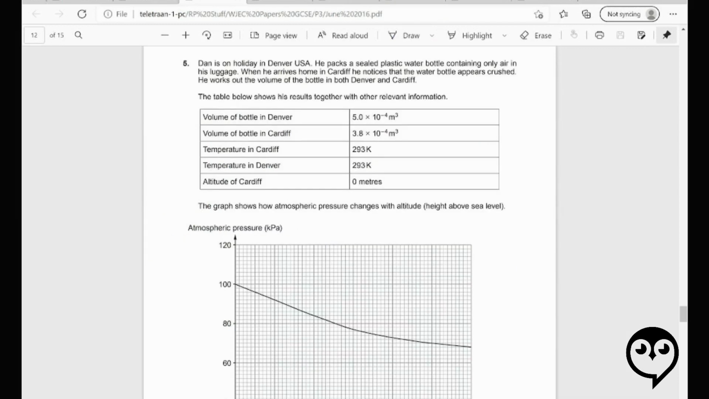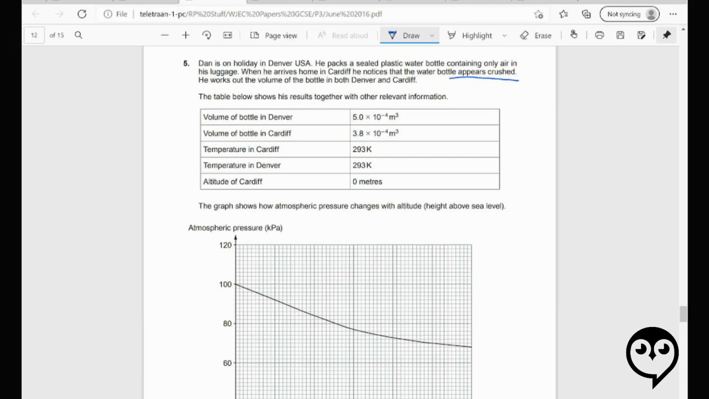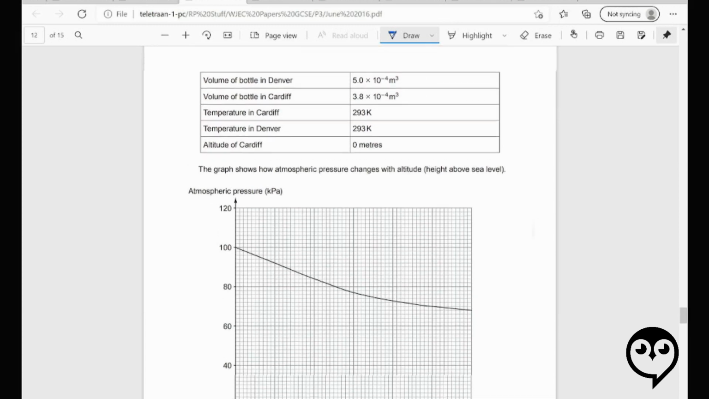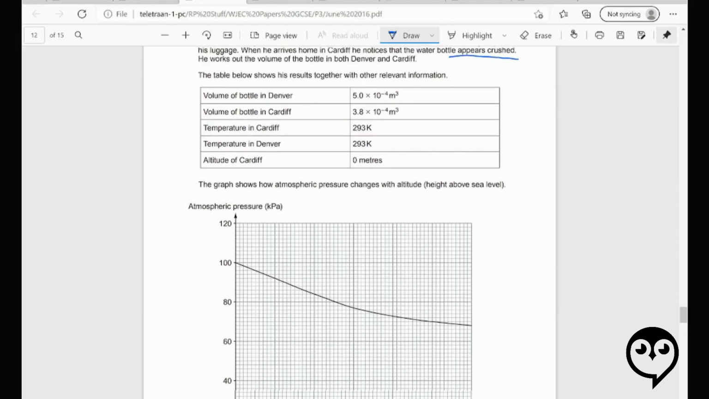All right, another WJEC. This is from June 2016. It's a paper 3. You're on holiday in Denver. You pack a sealed water bottle with only air. Denver, of course, is known as the Mile High City. It's much higher altitude, so the pressure will be lower. When he arrives, the water bottle is crushed because the outside pressure is greater. Cardiff is at sea level. Okay. Here's a graph. Here's some other information.